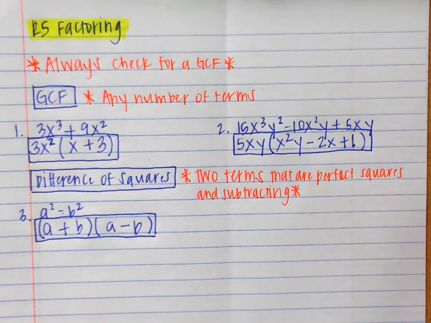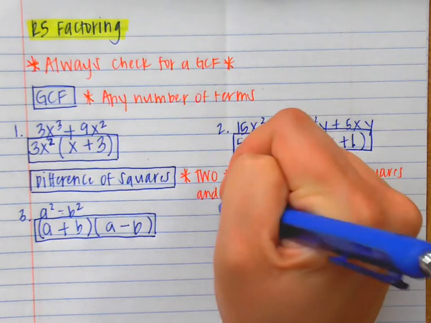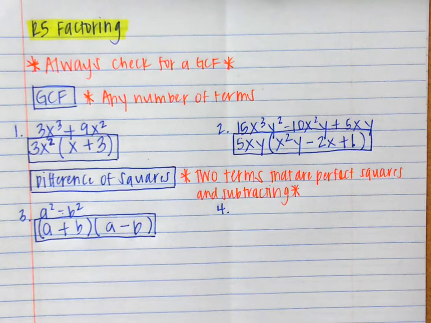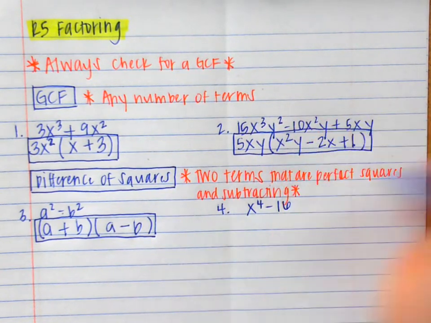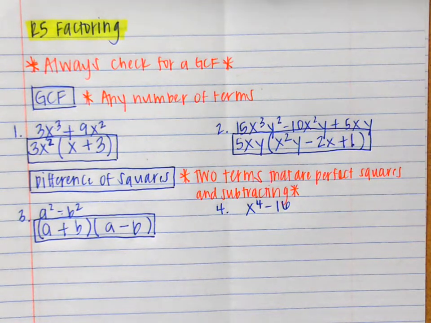So let's look at another one. What if I gave you x to the 4th minus 16, and I said factor that? I want you to think, looking at number 3 and knowing what you know about square roots, what would be the factored answer for x to the 4th minus 16?